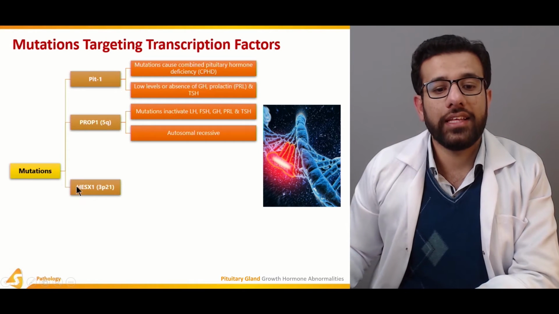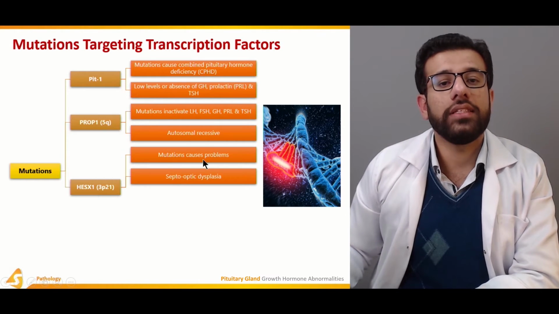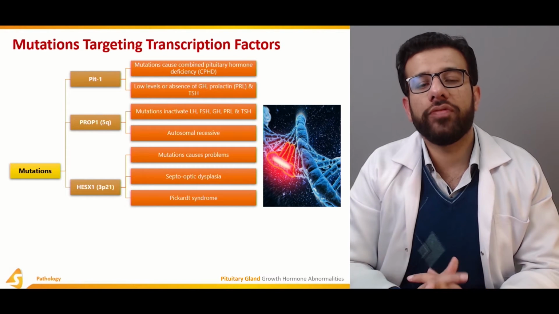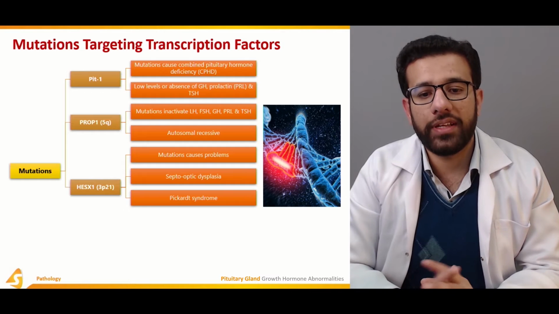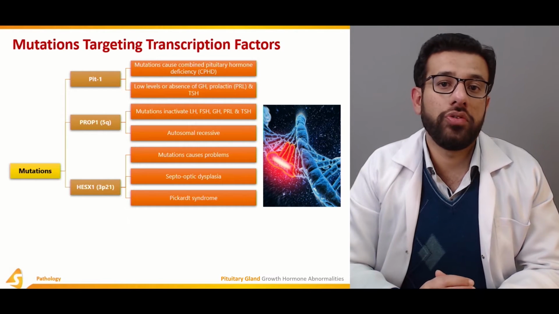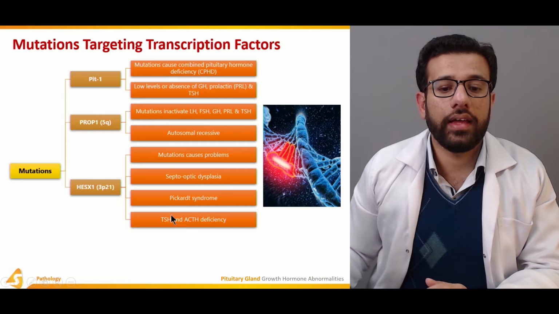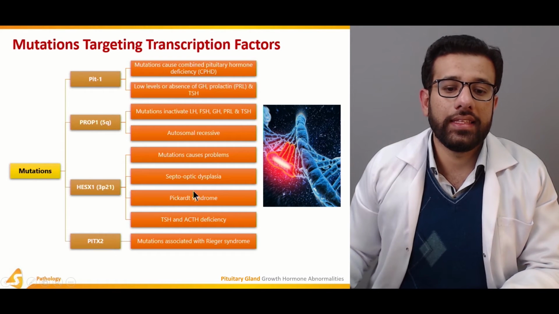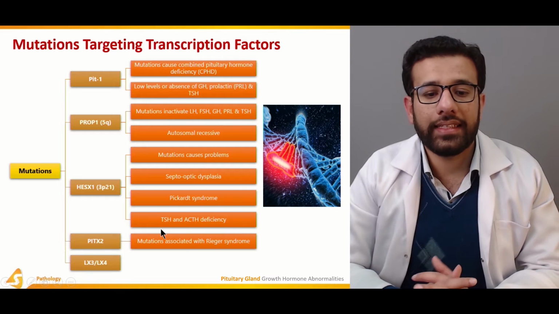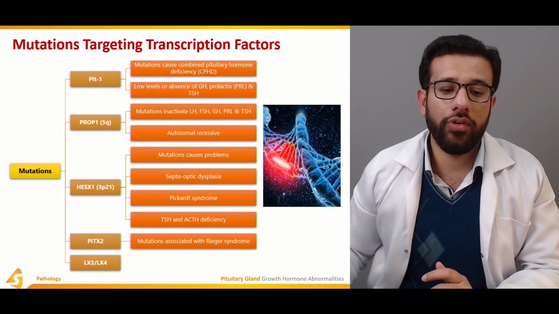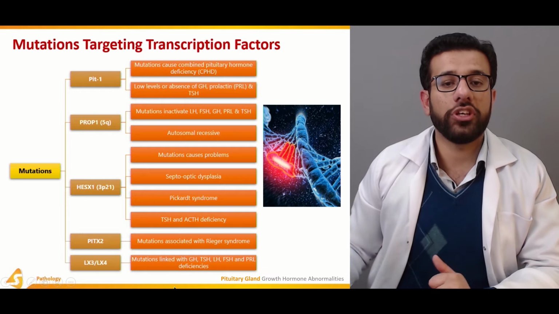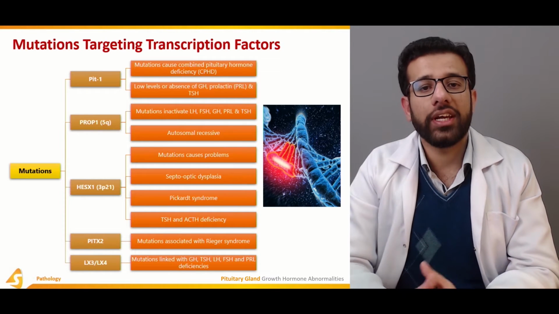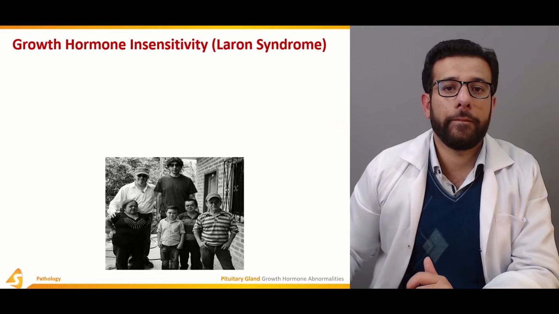Now the other is the HESX1 gene. This mutation causes septo-optic dysplasia, in which there is compression of the optic chiasma. Then there is another syndrome, Pickard syndrome. In this, the TSH and the ACTH are also deficient. The other type is the PITX2 mutation associated with Rieger syndrome. LHX3 and LHX4 mutations are linked with growth hormone, LH, FSH, TSH, and prolactin deficiencies.